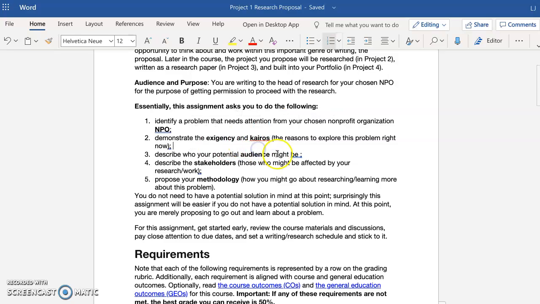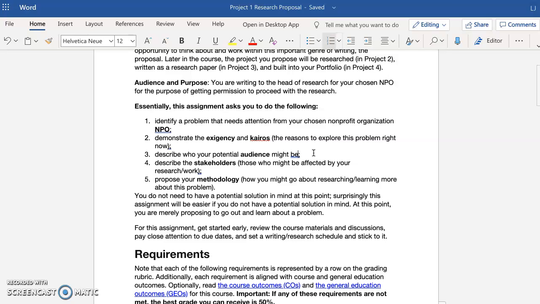Number 3, you're going to describe who your audience might be. You've identified the name of your audience, but again, you're figuring out what the values of this NPO are, what kinds of things they want to do, and so you're demonstrating to them that you understand the values that they stand for.